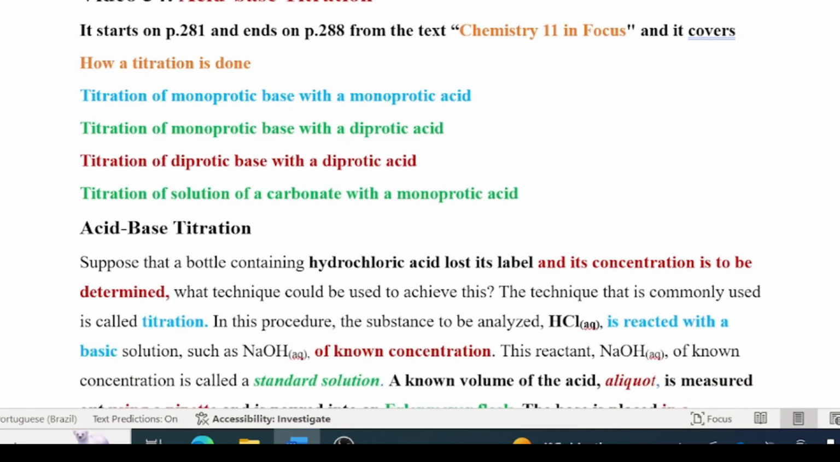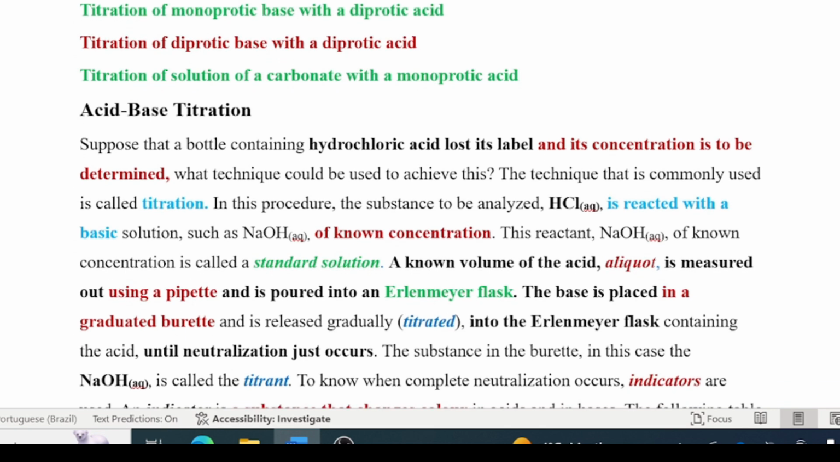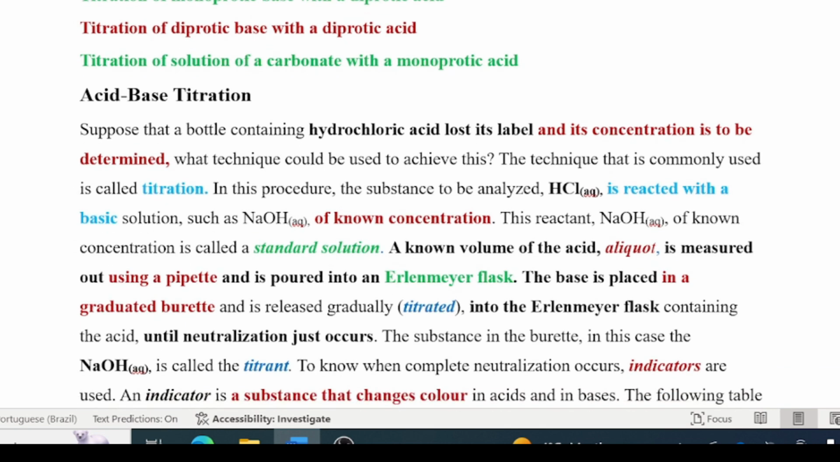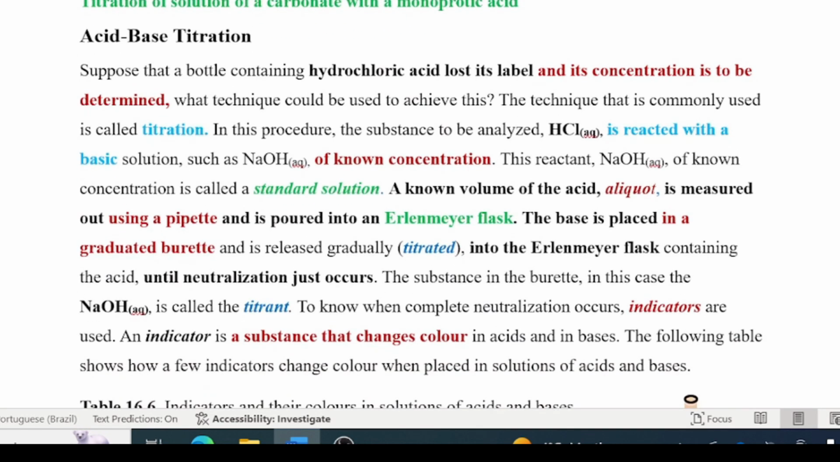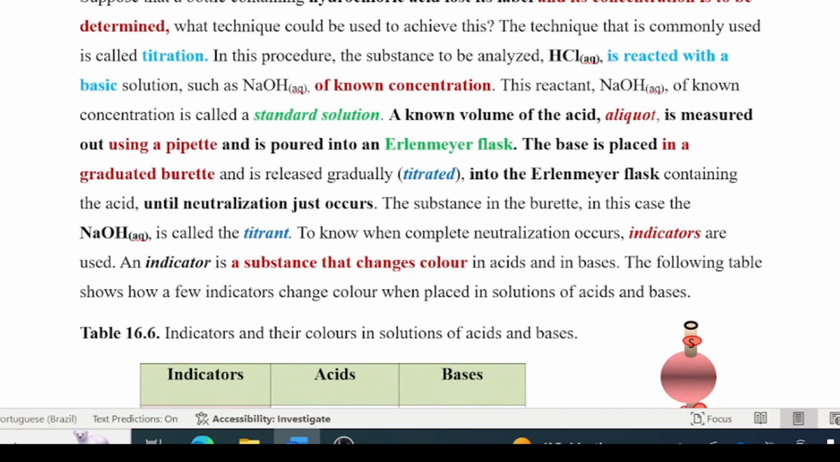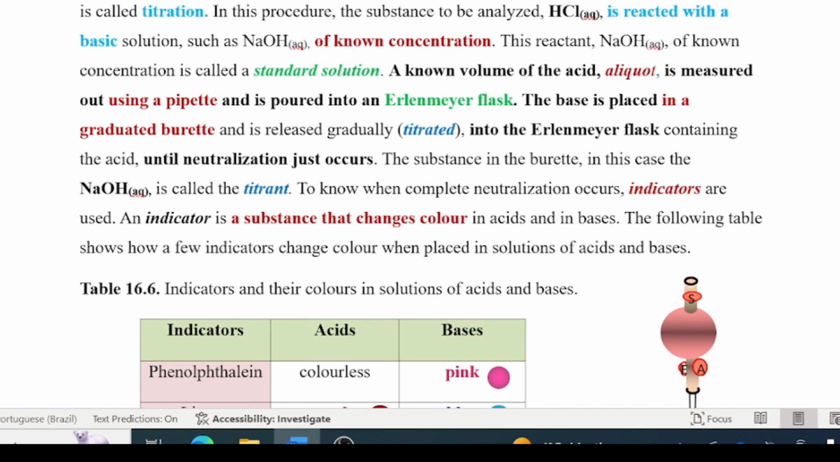What really is an acid-base titration? Suppose that a bottle containing hydrochloric acid has lost its label and its concentration is to be determined. What technique could be used to achieve this? The technique that is commonly used is called titration. In this procedure, a substance to be analyzed, hydrochloric acid in this case, is reacted with a basic solution such as sodium hydroxide of known concentration. This reactant, sodium hydroxide of known concentration, is called a standard solution.